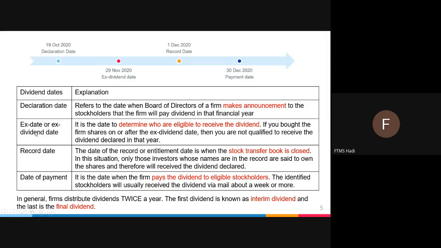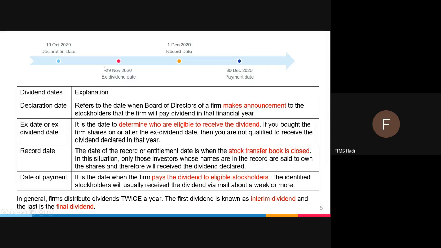The next, the ex-dividend date, is the date to determine who is eligible to receive the dividend. Certain major shareholders and minor shareholders are eligible. Some of them are qualified, some of them are not. If you bought the firm's share after the ex-dividend date, you are not qualified to receive a dividend declared in that year.